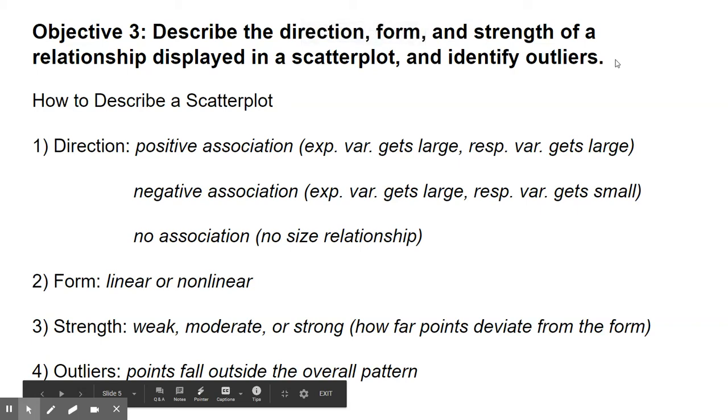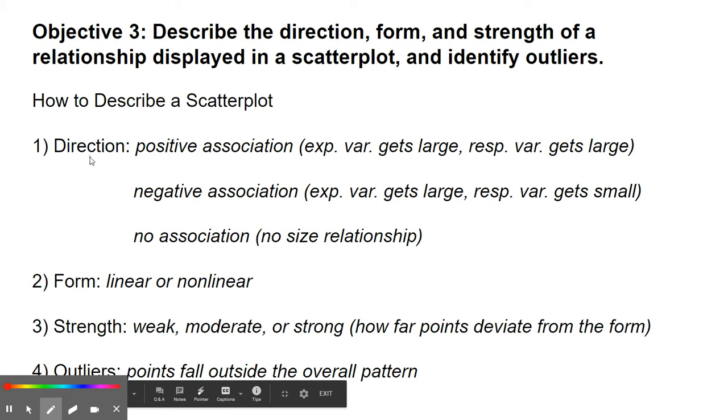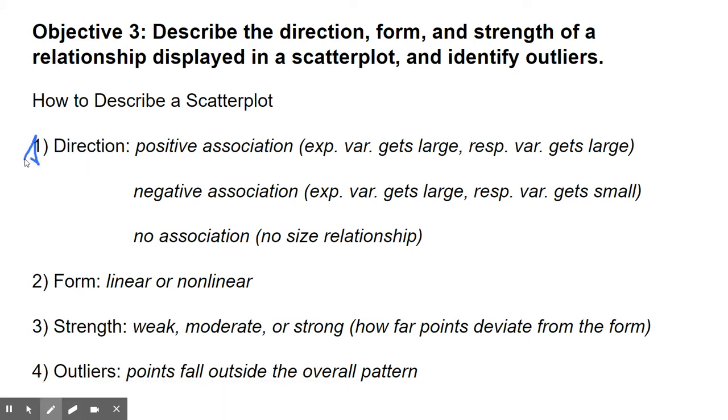Objective 3. Now we're going to talk about how you describe a relationship in a scatter plot. There's going to be 4 things that you need to look at when you describe the relationship. First is the direction. So direction is, how is the line or relationship, could be a curve, how is it going?